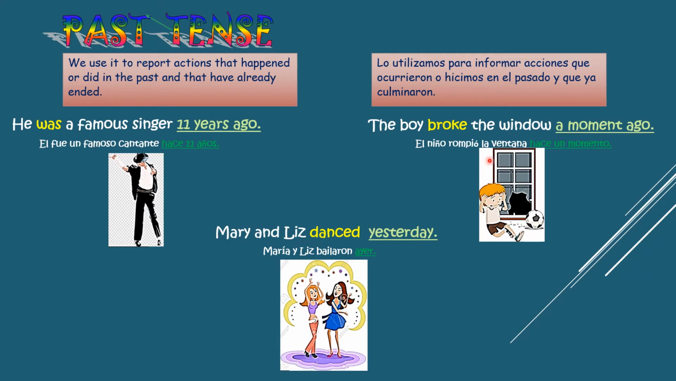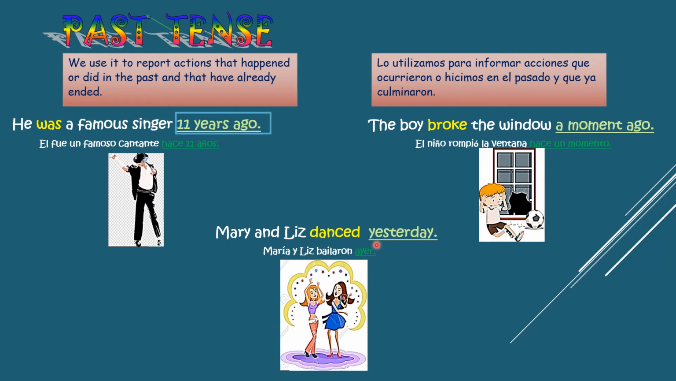Another example. The boy broke the window a moment ago. The color yellow is a verb specifically. En esta parte tenemos de color amarillo esta palabra que específicamente es el verbo en pasado. In this sentence we have danced. Danced is a verb in past.